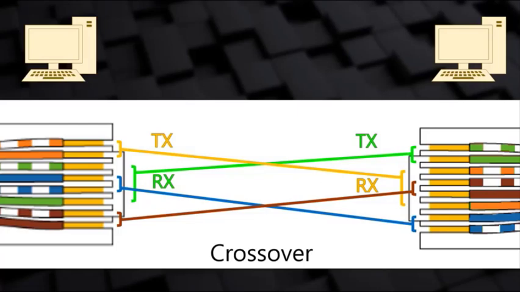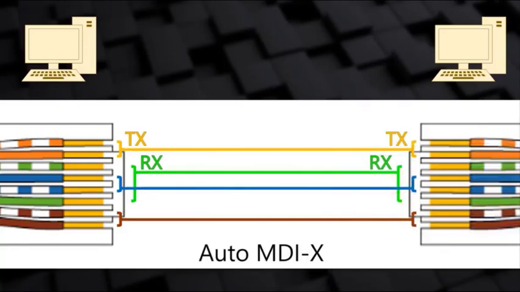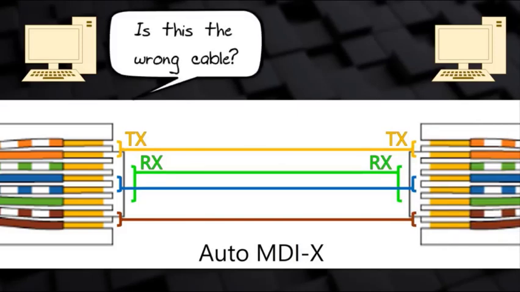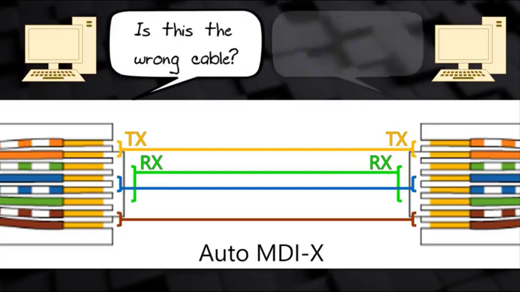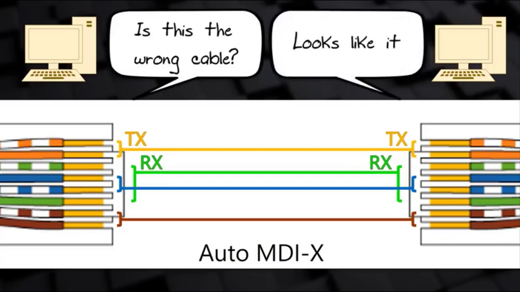Now you're probably thinking, that's a pain. Now I have to worry about 2 different kinds of Ethernet cables and making sure I use the right one at the right time. To save you from this dilemma, we have a technology called Auto MDI-X. A device that supports auto MDIX can detect if the wrong cable is used. It can then logically switch the functions of the pins so they match the cable.